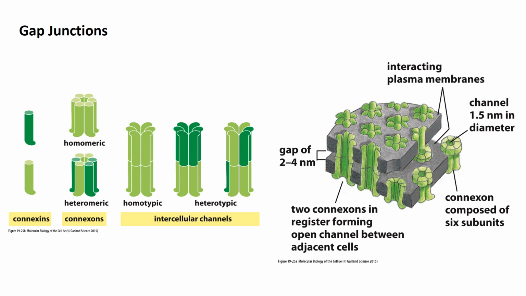Gap junctions create a gap between adjacent cells, thus their name. Gap junctions create a channel between adjacent cells that functions in intercellular communication.